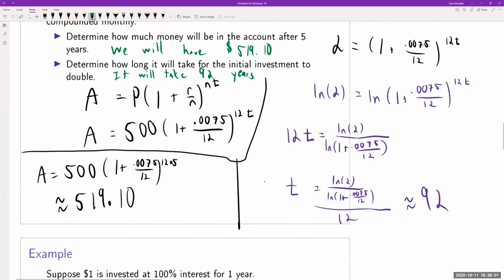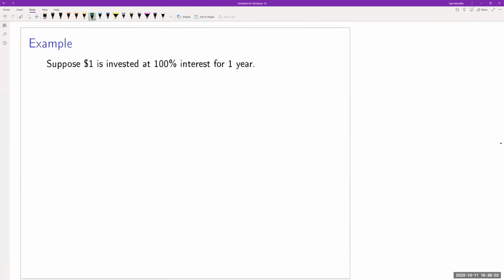Now, let's consider a very simple example here because I want to show something very interesting off. Consider the fact that $1 is invested at 100% interest for 1 year. And what I want to do is similar to last time, figure out how much we will have based on different amounts of compound. I'm going to bring us back over to a Google Doc for a moment.